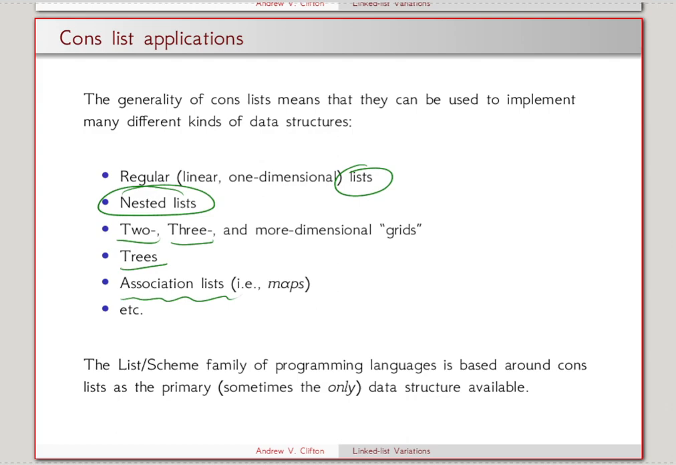There is a whole family of programming languages, the Lisp Scheme family, where cons lists are the primary, or in some implementations the only, data structure available. So you don't have arrays, you don't have structs, you don't have strings. Everything is a cons list. Even the programs themselves are represented as cons lists. So a function is a cons list, where the body of the function is a nested list or something like that.